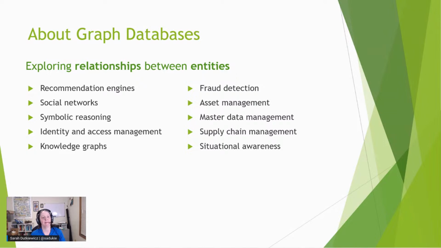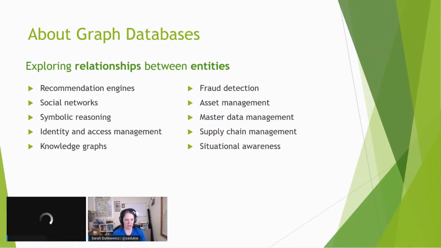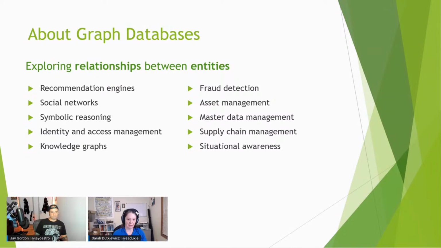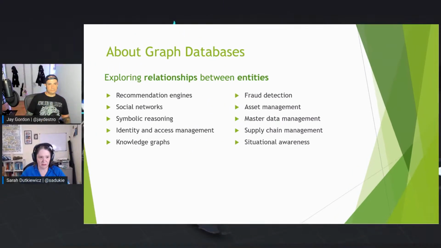Things like that. Symbolic reasoning, so actually drawing out concepts and explaining relationships with those. Identity and access management, knowledge graphs. Fraud detection is another thing that uses graph databases. There's a couple other management things and situational awareness too. So if you're in a situation you want to understand more about it, that could be helpful. So today I'm going to talk about a basis for a recommendation engine, looking at a conference, the talks that are there, the subjects that are there, the tracks that are there, the times, things like that.